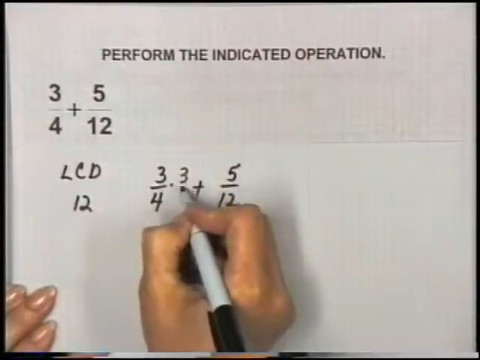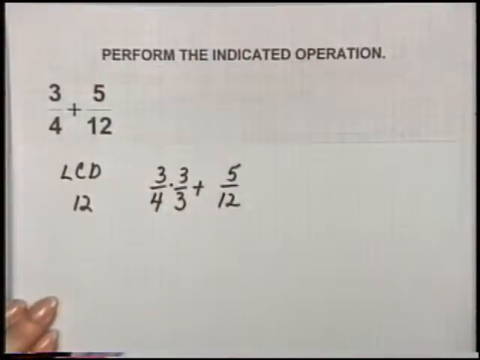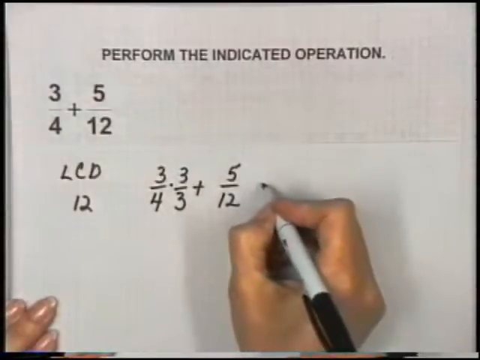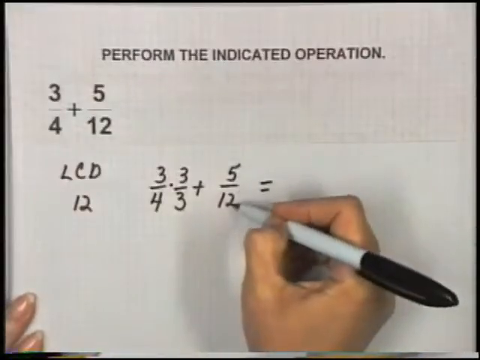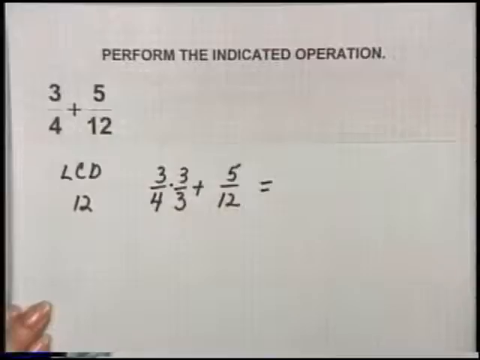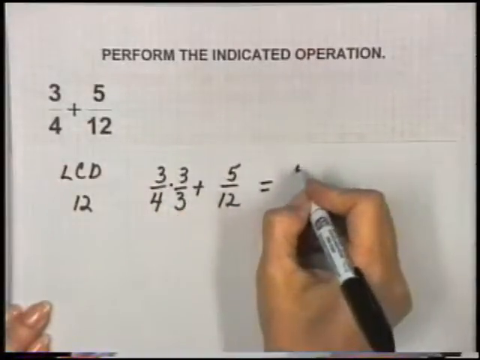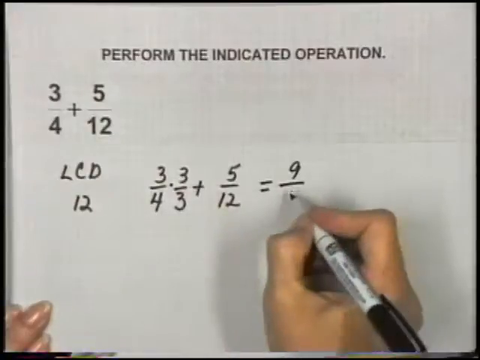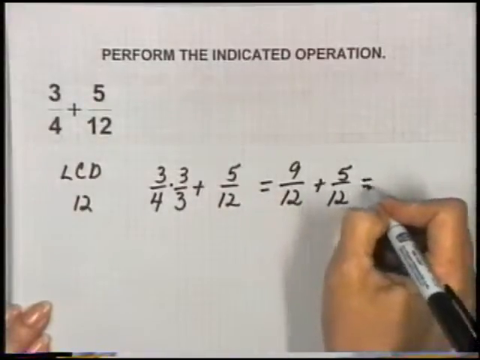Let's multiply by 3 divided by 3. Remember, 3 divided by 3 is 1. That's why the resulting fraction is an equivalent fraction to 3/4. We do not need to multiply the 5/12 by a factor because it already has a denominator of 12. For the 3/4, 3 times 3 gives us 9. 4 times 3 gives us 12. We will write the 5/12.